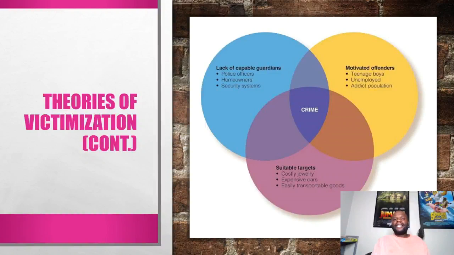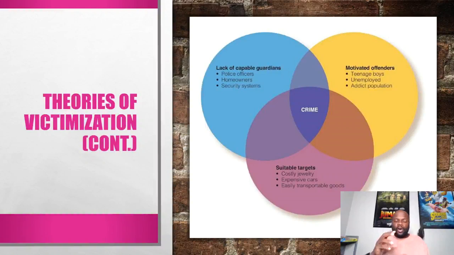When we look at that leg of capable guardians, who are capable guardians? Police officers, homeowners, having security systems. And when we look at a motivated offender, we think about a person who is highly motivated to commit crime. When all three of those converge together, that's when you have crime.